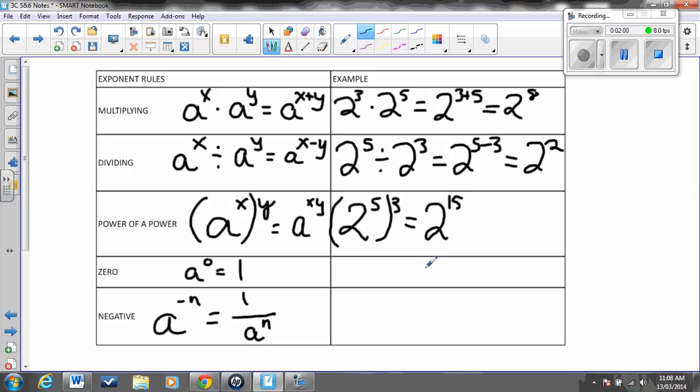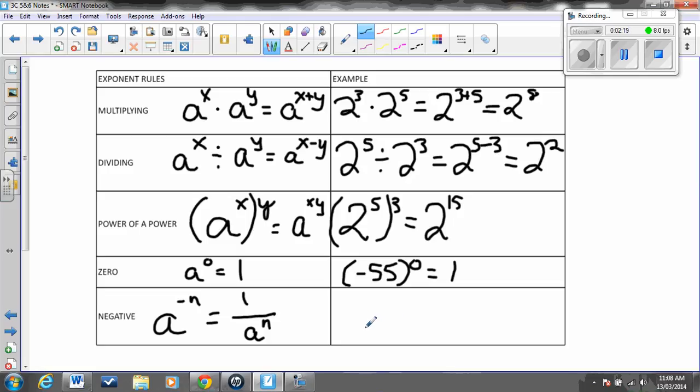The rule for zero exponents is as follows. Anything raised to the exponent 0 is 1. So an example would be negative 55, all in brackets, to the exponent 0. Anything to the exponent 0 is just 1.